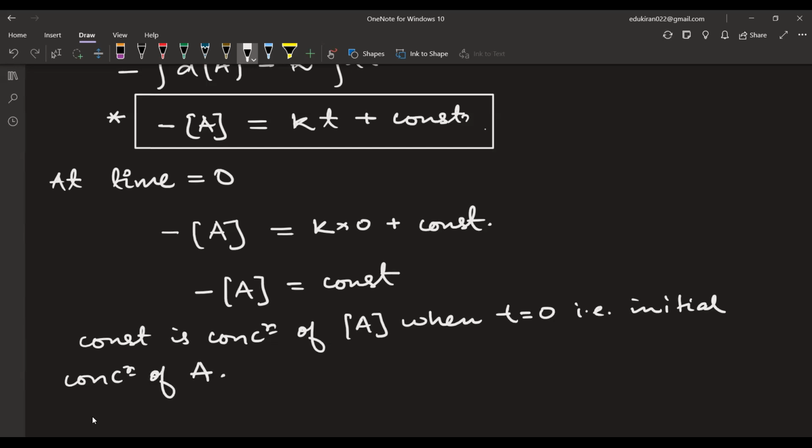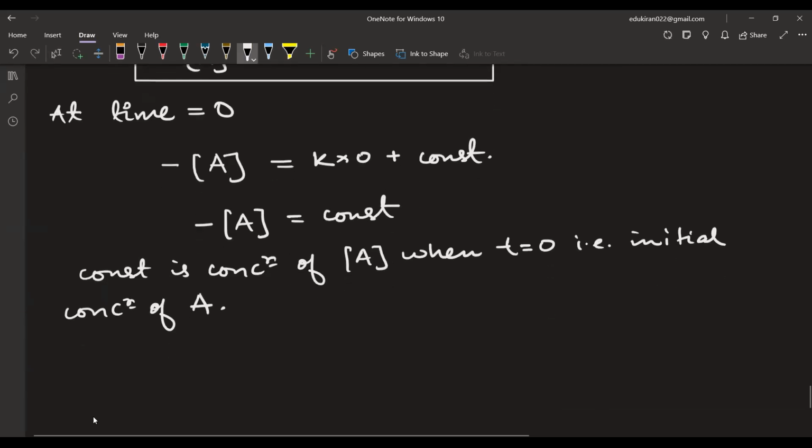of A. And please don't write, please listen. The concentration is the concentration of A when time is equal to 0. That means it is the initial concentration, and we show the initial concentration as A naught. So we'll write constant is equal to minus A naught. All of you got this point? Yes or no? Please tell me. Yes, sir.